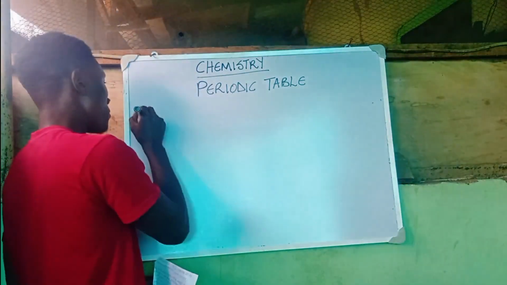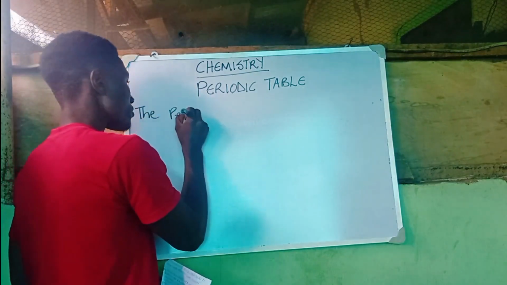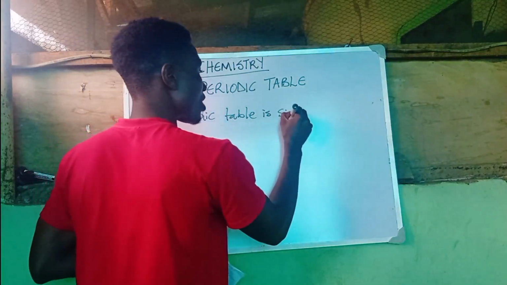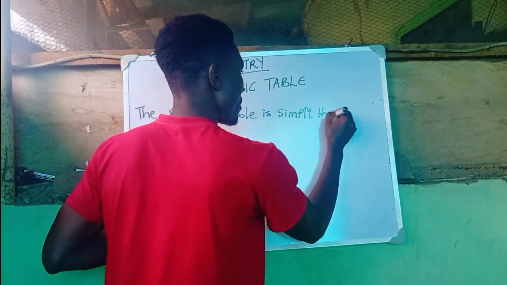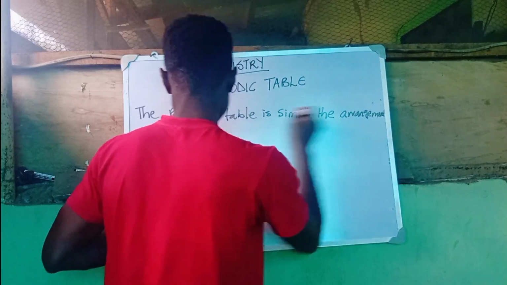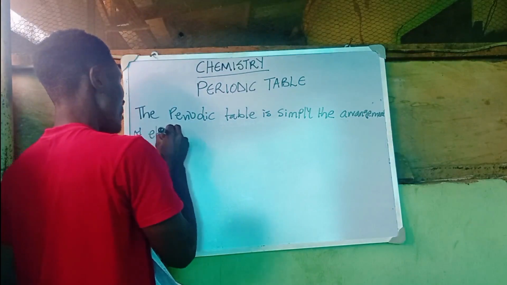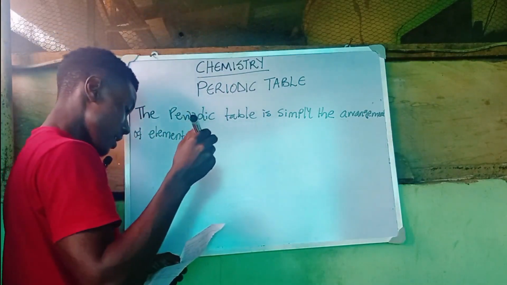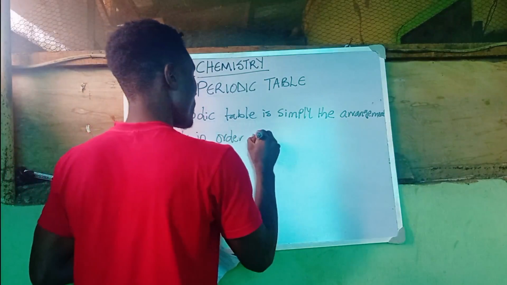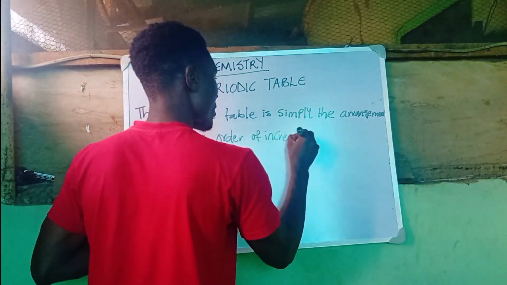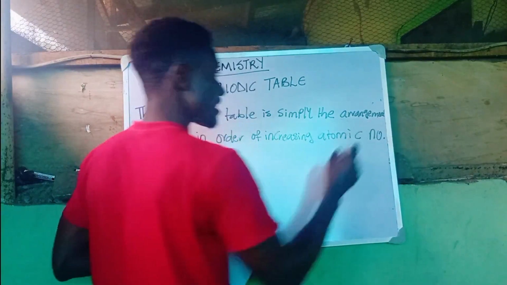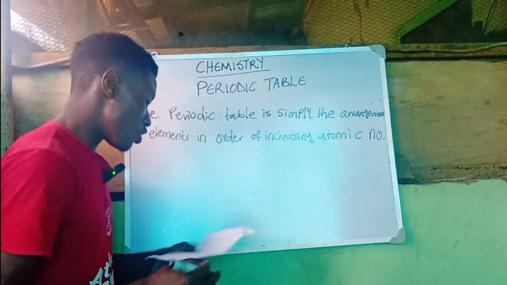So we say the periodic table is simply the arrangement of elements in order of increasing atomic number, right? That is what the periodic table is all about.